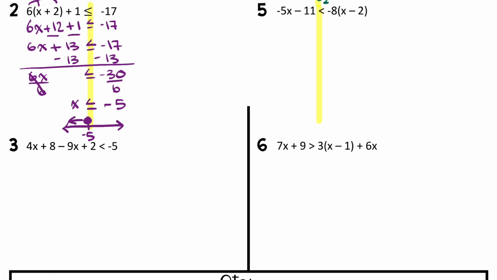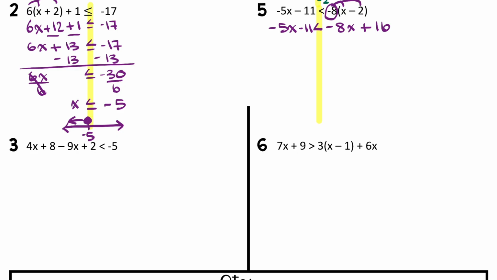In problem 5, I'm going to start by highlighting through my inequality symbol. I have a distributive property on the right. So on the right, I am going to distribute this negative 8 to the x and negative 2. That gives me negative 8x, and negative times a negative is positive 16. I've done nothing to the left-hand side, so I am just rewriting it over.